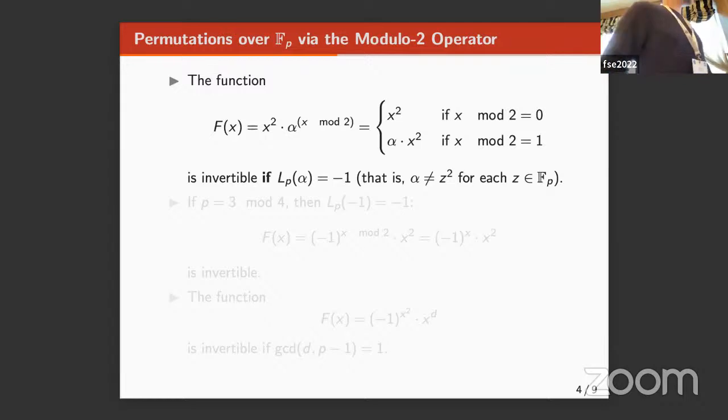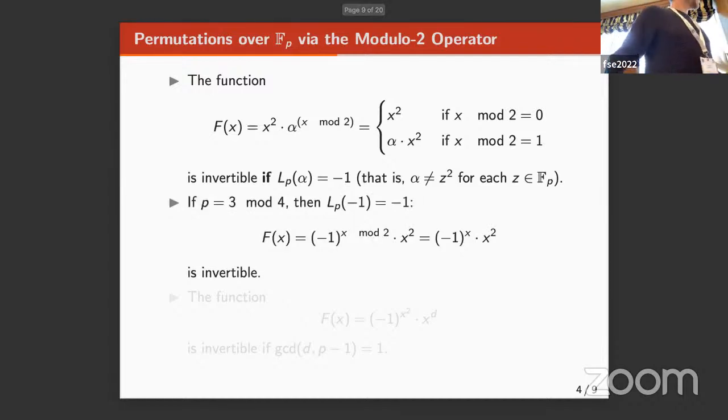We all know that the square map is not invertible, but we can slightly modify the square map in order to get an invertible function. For example, in this case, the function that takes an input x and returns x squared if x is equal to 0 modulo 2, and returns alpha times x squared if x is equal to 1 modulo 2, is a permutation if the Legendre symbol of alpha is equal to -1.